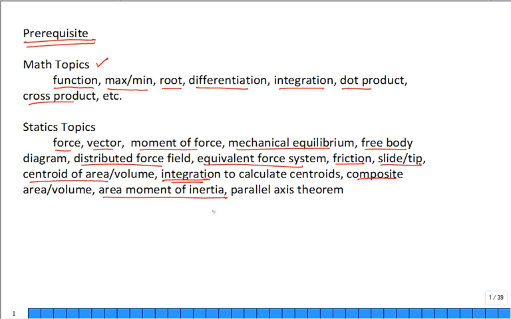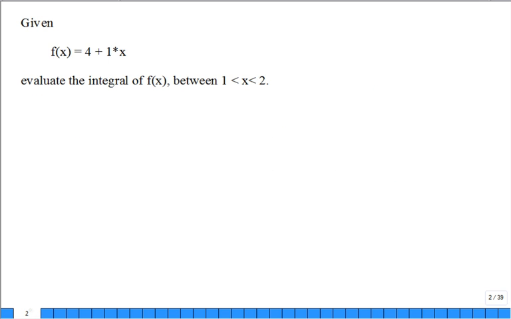Area moment of inertia, mass moment of inertia, parallel axis theorem, and I didn't even list all the dynamics topics, sorry. It's almost too much to really just give you one list and say, be able to solve these 5 problems. It's a lot of backbone. All right, let's jump into a few examples.